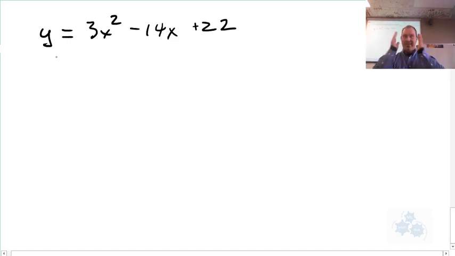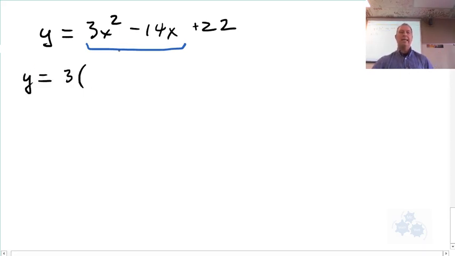Okay, all right. So, some things we have to notice. A is not 1. I still focus on these terms right here, but I have to factor a 3 out. And you can factor a 3 just out of those 2 terms. Forget about the constant for now. So let's go y equals 3 bracket x squared, because I want a 1 here.